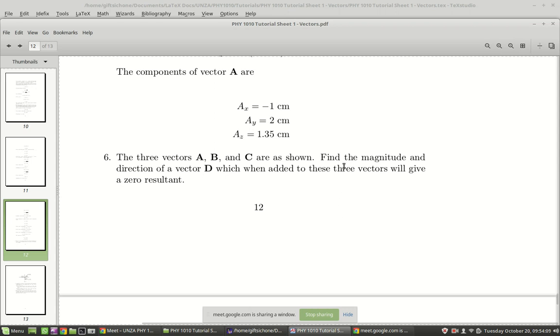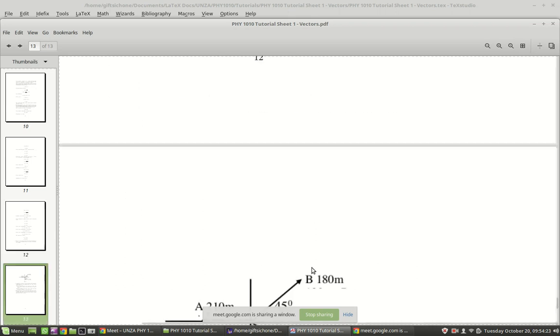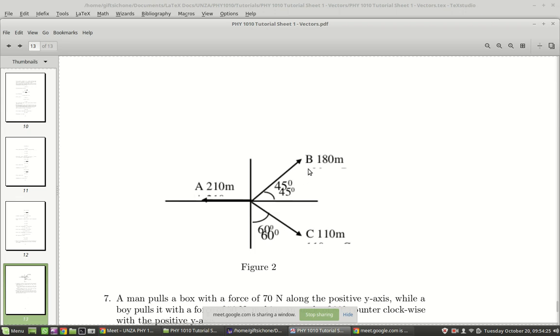Next, find the magnitude and direction of vector D, which when added to these 3 vectors gives a resultant of 0. So we have these 3 vectors: vector A, vector B, and vector C. Then there's another vector, vector D, which we need to add to A, B, and C. If we add vector D, the result is going to be 0. So we need to find that.